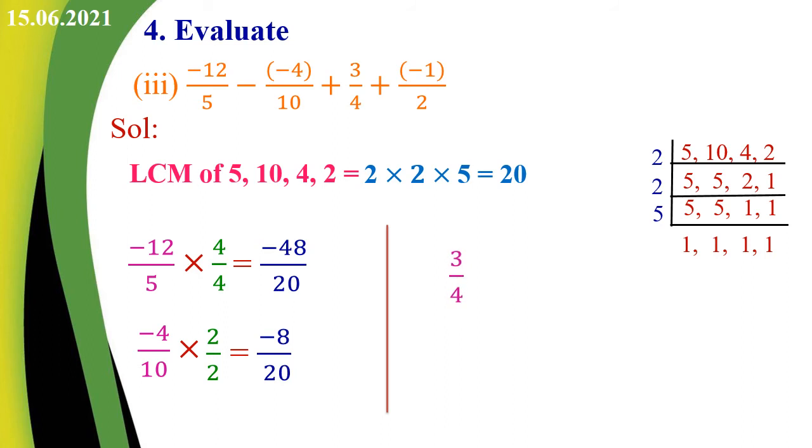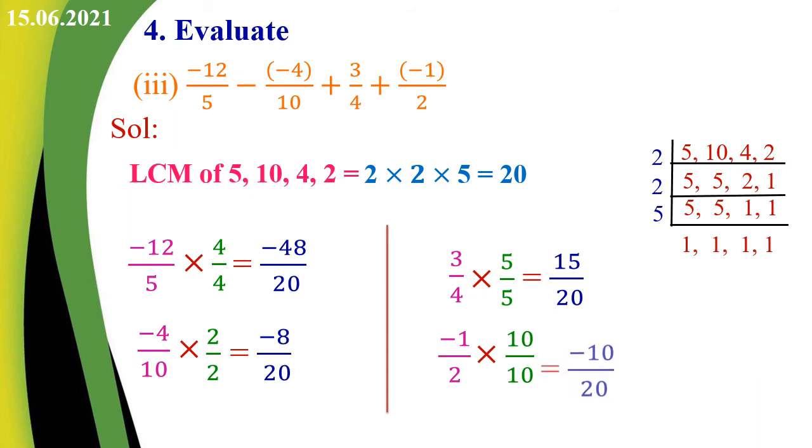The third rational number is 3 by 4. On multiplying by 5, 3 5s are 15, 4 5s are 20. We get 15 by 20. The fourth rational number is minus 1 by 2. On multiplying by 10, minus 1 10s are minus 10, 2 10s are 20. We get minus 10 by 20.